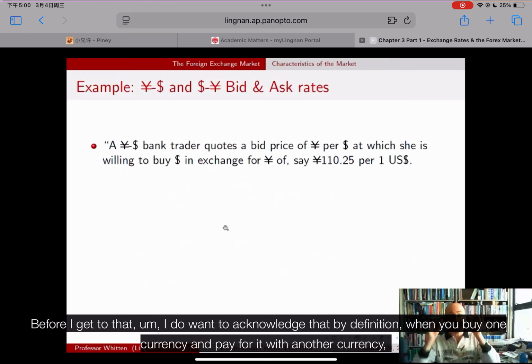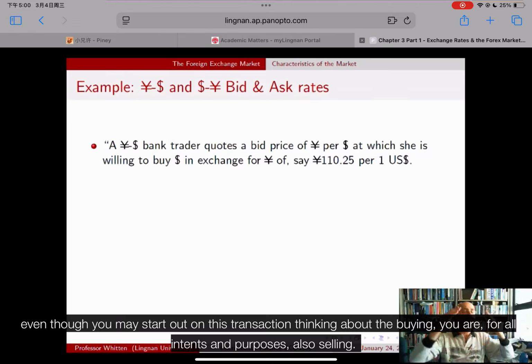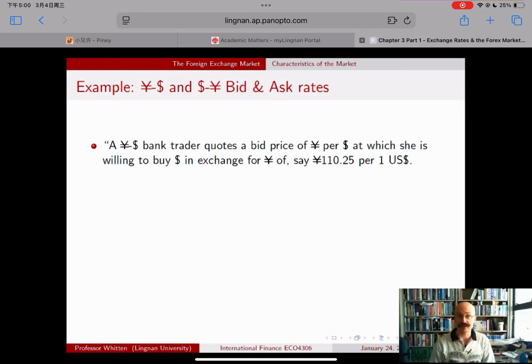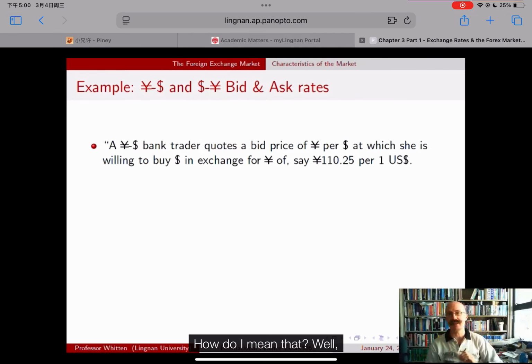Before I get to that, I do want to acknowledge that by definition, when you buy one currency and pay for it with another currency, even though you may start out on this transaction thinking about the buying, you are, for all intents and purposes, also selling. How do I mean that?